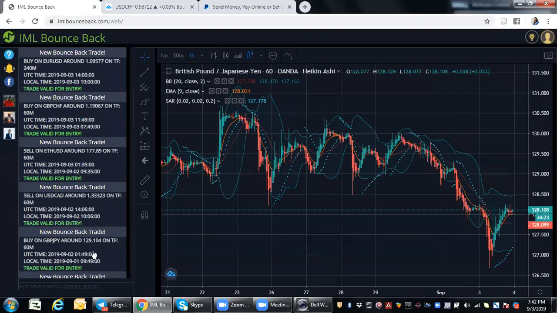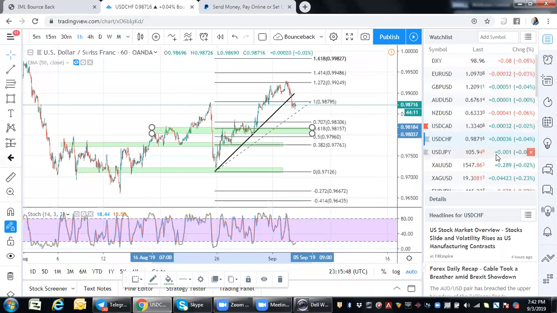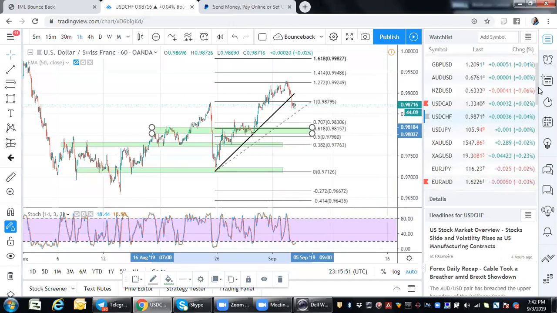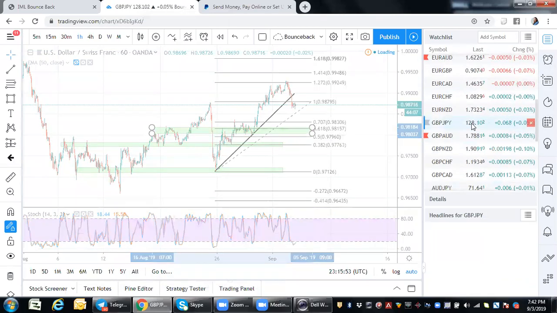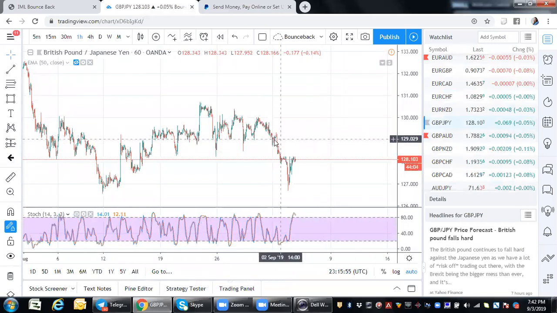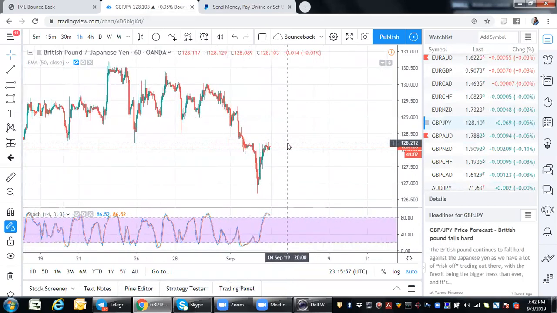So GBP JPY is called for a buy on time frame 1 hour. I just have to make sure I have a mouse problem, but anyway. So let's go GBP JPY, and it's calling for a buy. Right?